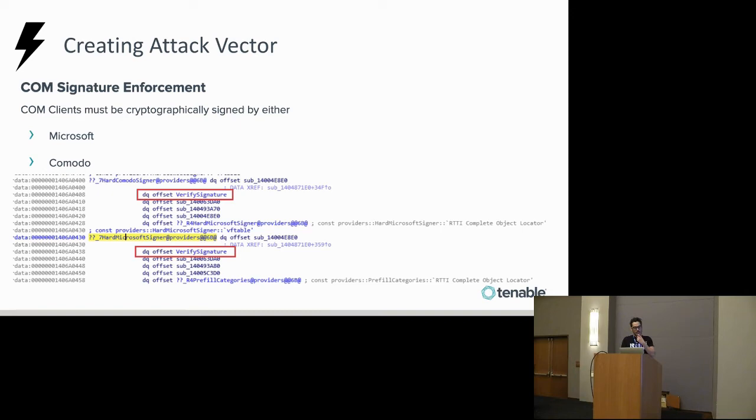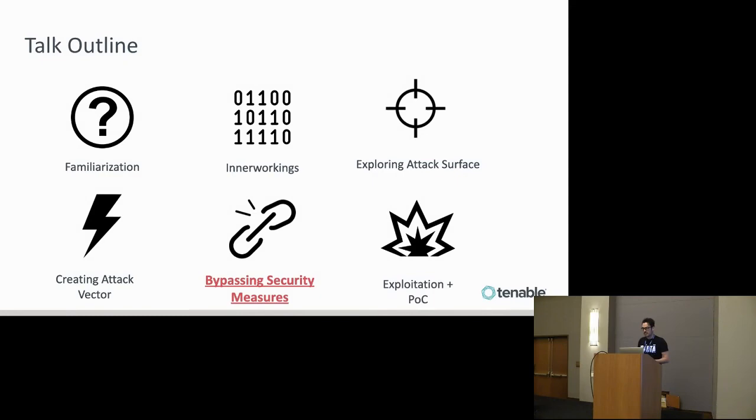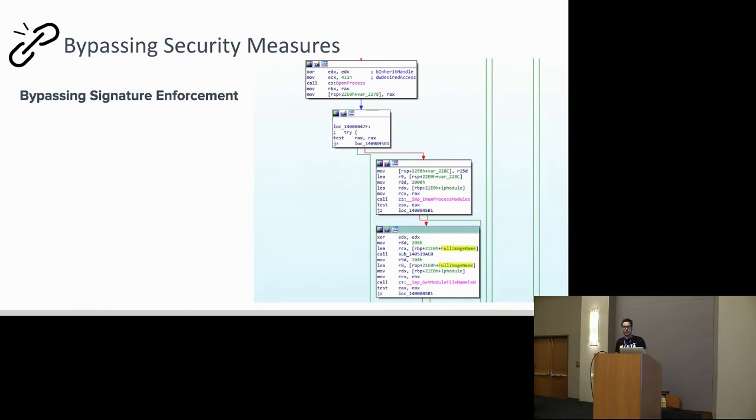Well, I want to push forward and see if we can find mistakes in the signature check. And this gets into bypassing the security measures. I took apart the part where they're doing the signature check in the COM server. So now this is actually the COM server and how it's validating that the COM client connecting to it is cryptographically signed. And we pretty much find a mistake in the signature checking code. So this is the code leading up to where they're trying to extract the file name, file path of the COM client and passing it to a signature check that checks it on disk.